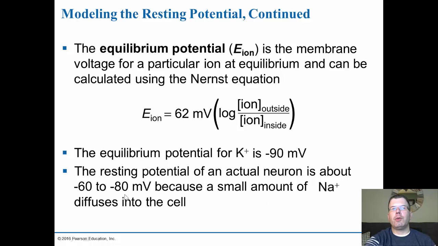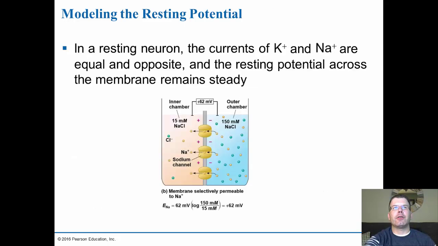The resting potential of the actual neuron is between minus 60 and minus 80 because of the sodium coming in. Sodium is high on the outside, and it's going to passively diffuse to the inside using those channel proteins. So it's not a complete minus 90, but the resting potential is anywhere from minus 60 to minus 80. That's going to be important for the resting potential, so we can generate an action potential here in just a minute, and that will be a positive charge on the inside of the cell. So we'll look at that here in just a second.